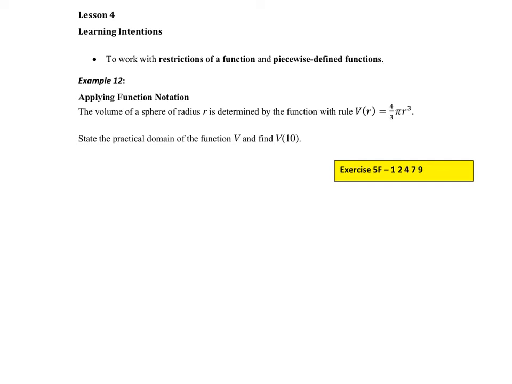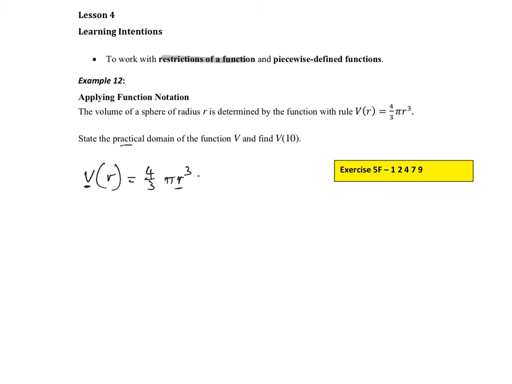Okay, so in terms of our function notation and thinking about things like domains and restrictions of functions, we've got here a rule where the volume of a sphere is given by 4/3 pi r cubed. All we're saying here is we've got some function in terms of r, so the volume V is given in terms of r, all right?